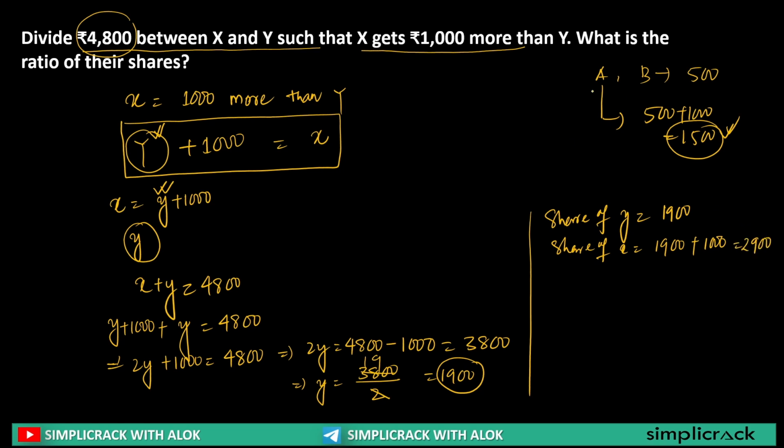Now it has asked what is the ratio of their share. That means X is to Y will be 2900 is to 1900. Now the zeros will cross out. It is 29 is to 19. So this is the answer. For your understanding, I have to simplify each and every step, but if you solve a few more questions, you will become very acquainted and this will be very easy for all of you.